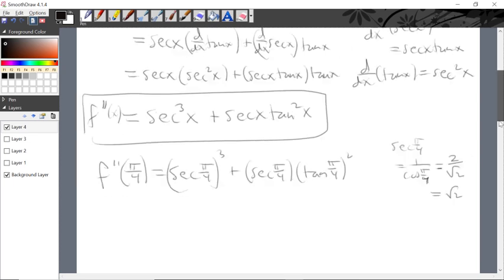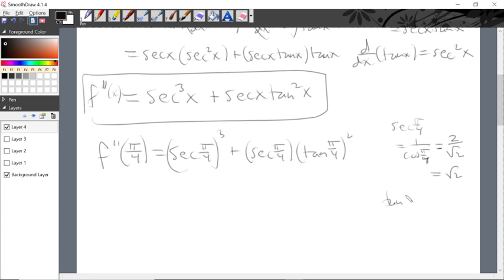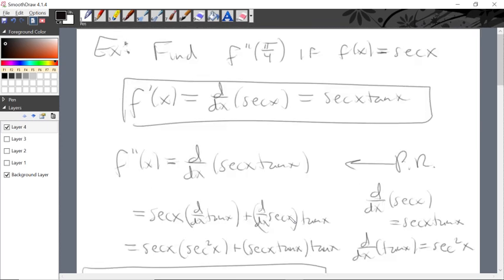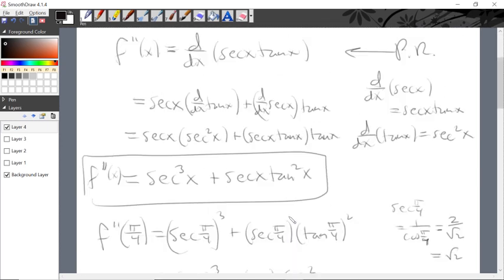And the tangent of pi over 4, which is the sine of pi over 4 over the cosine of pi over 4, is equal to 1. Okay, so f double prime of pi over 4 is equal to square root of 2 cubed plus the square root of 2 times 1 squared. That is 2 root 2 plus root 2, which gives us 3 square root of 2. Alright. So f double prime of pi over 4 is 3 square root of 2.